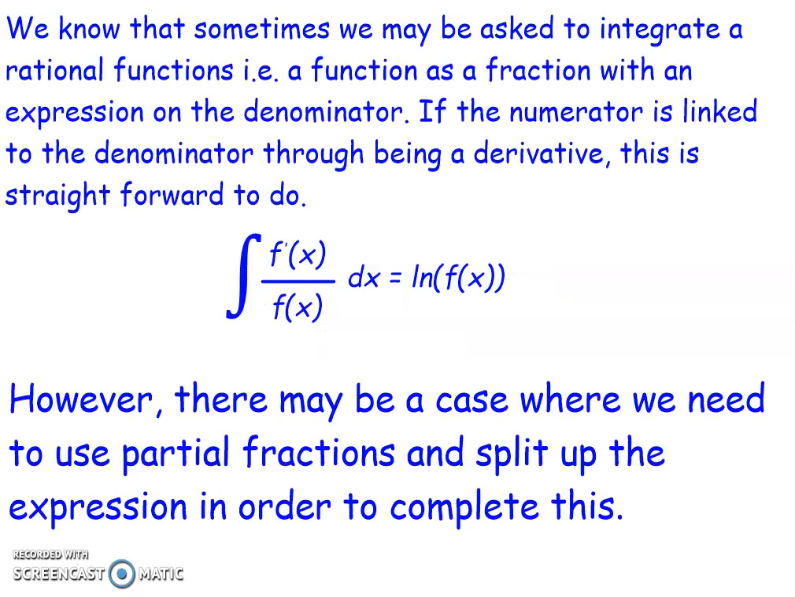Now, we know sometimes we may be asked to integrate a rational function. We've covered that already. So that's a function that has a denominator, like a fraction. So that's what we want our rational function to look like. Now, in order to do this, what we've talked about in the past is looking at the numerator and seeing if it is linked to the denominator through being a derivative. Now, a quick way to do that is look at the highest power in the numerator. If it's 1 less than the highest in the denominator, they're linked through a derivative somehow. Well, hopefully anyway. If we've got that, it's fairly straightforward to do. We know it's just a logarithm. f dashed over f of x dx equals ln f of x.